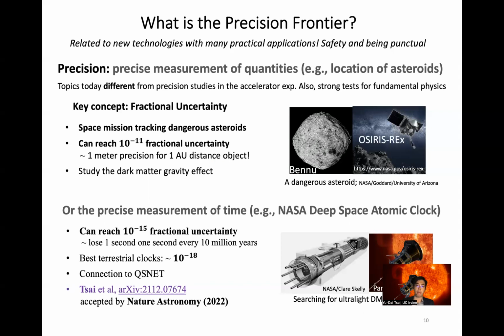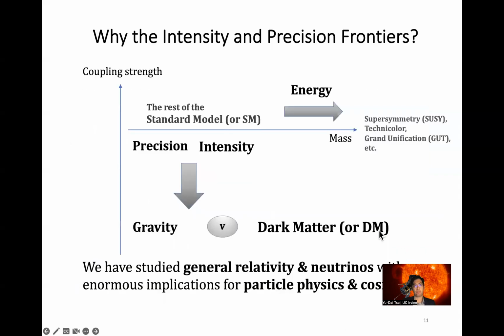And we also wrote a paper on putting this deep space atomic clock on board the Parker Solar Probe to study ultralight dark matter bound to the sun, and it's accepted by Nature Astronomy. Okay, so in the big picture, precision and intensity have actually helped us to probe the lower coupling and understand gravity and neutrinos better. And high energy is used to probe a lot of interesting theories.